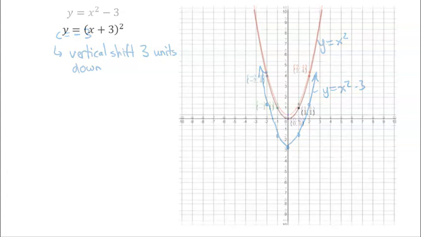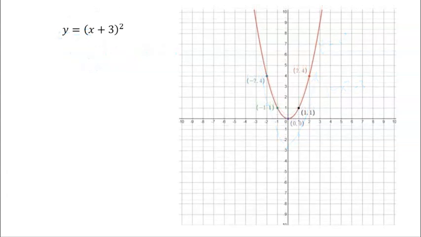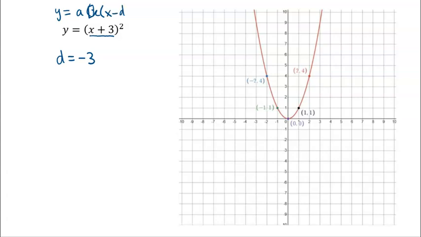So before we put it all together, let's have a look at y equals x plus 3 all squared. Now notice that it is added to the x before it is squared. So what that means is that's the d value. Now, that's actually a d value of negative 3, because if you remember, our general form is a times k times x minus d all squared plus c.